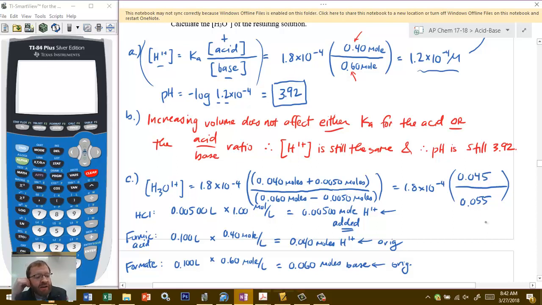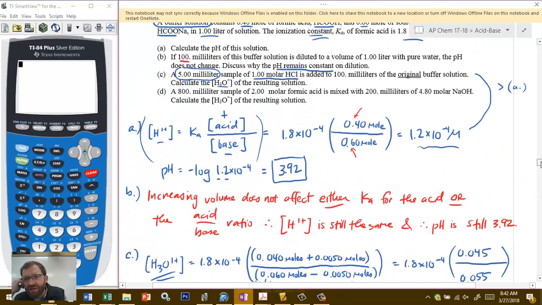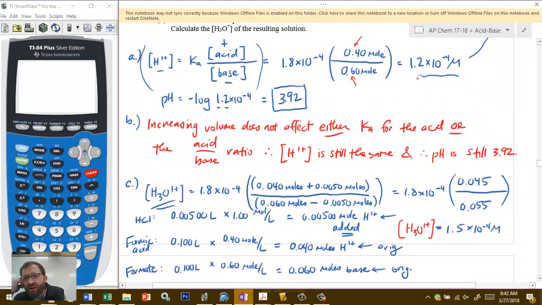So if I plug all this into my calculator, in the end I should get 1.5 times 10 to the negative 4 molar. Now remember what that is. That's way back here. That's my hydrogen ion concentration. So my hydrogen ion concentration has increased. We said before that our answer here should be greater than the original amount. There was our first hydrogen ion concentration, 1.2 times 10 to the negative 4. By adding some acid, it makes sense that our hydrogen ion concentration has increased, and it has, to 1.5 times 10 to the negative 4. That's our answer for C.